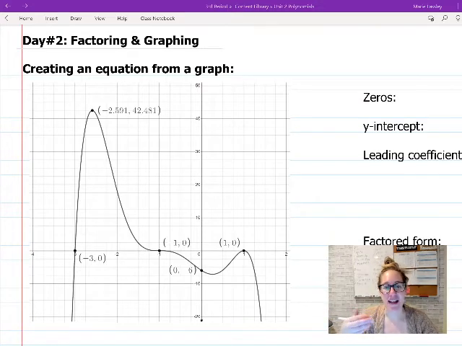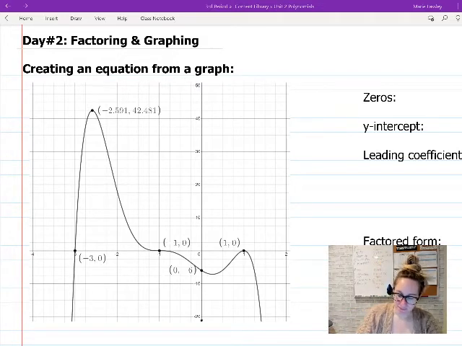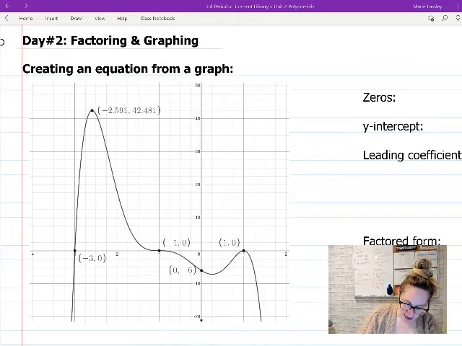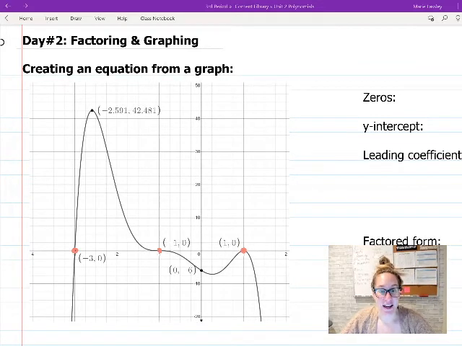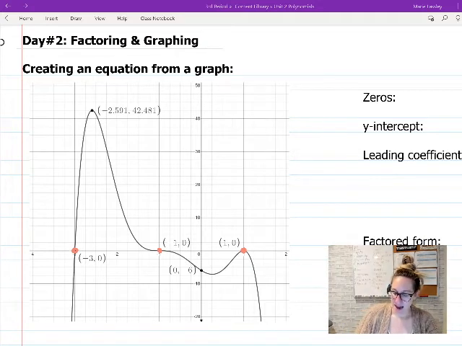To do that, the first thing I need to do is find the zeros or the x-intercepts of this function. Looking, I see that I have 1, 2, 3 x-intercepts. Now these intercepts do have different multiplicities, which we talked about in our last video.